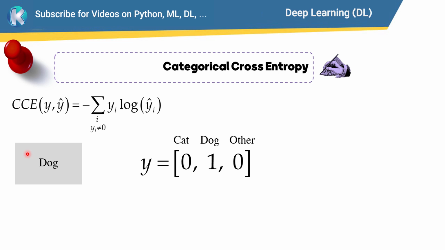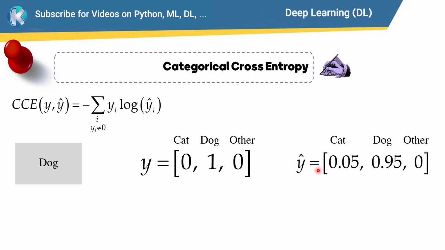And now suppose that we have fed this picture to an algorithm, and that algorithm has predicted these values for each class. So this is the probability of the first class, this is the probability of the second class, and this is the probability of the third class. So you can see the probability of belonging to the cat class is 0.05, the probability of class dog is 0.95, and the probability of belonging to other class is 0. So as a matter of fact, y hat is a vector which denotes the probabilities of each class.